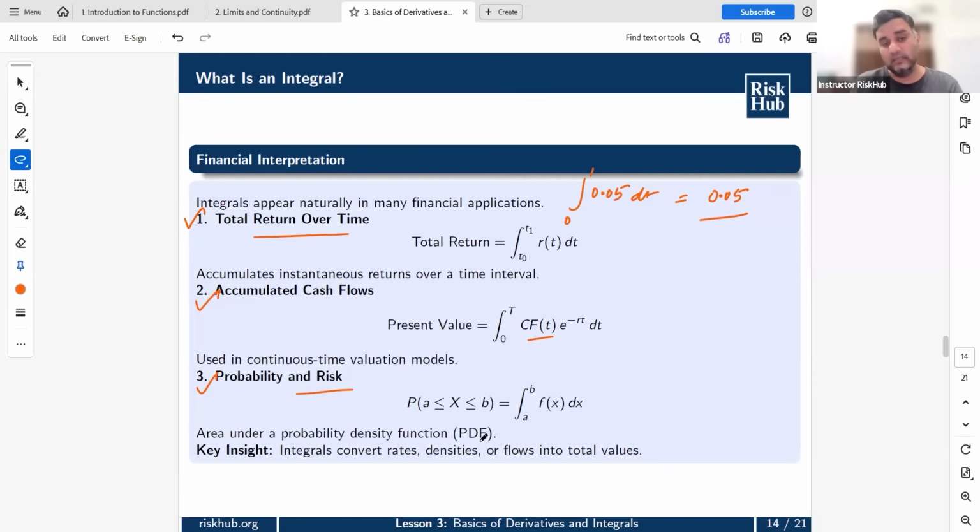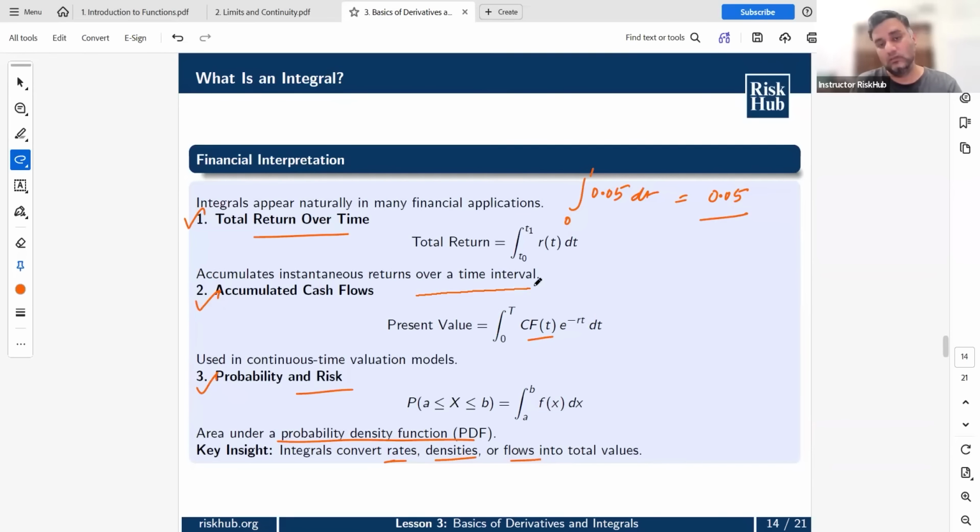This represents the area under a probability density function, PDF, right? So probability is simply area under the distribution. For example, in a normal distribution, the probability of a return lying between two values is computed using an integral. Integrals basically convert rates to totals, flows to accumulated values, and densities into probabilities, right? So that is what we are getting here.